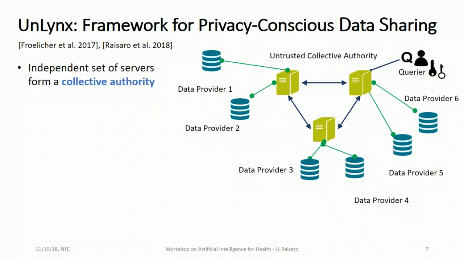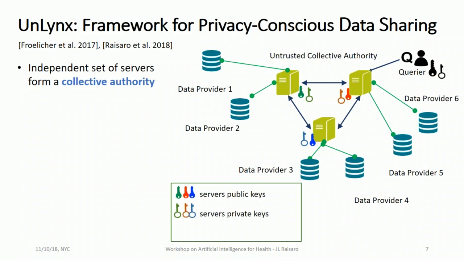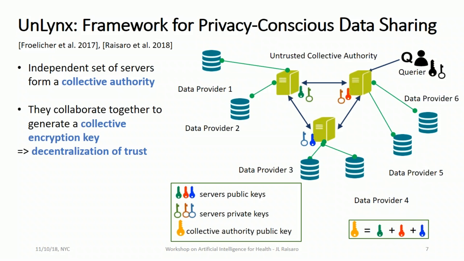Instead of doing it the usual way where, for example, data providers would trust a single authority for the protection of the data, to act as a trusted third party, here we rely on a set of servers that together form a collective authority. They can collaborate to create what we have called a collective encryption key. All of them create a key pair for a public key cryptosystem.